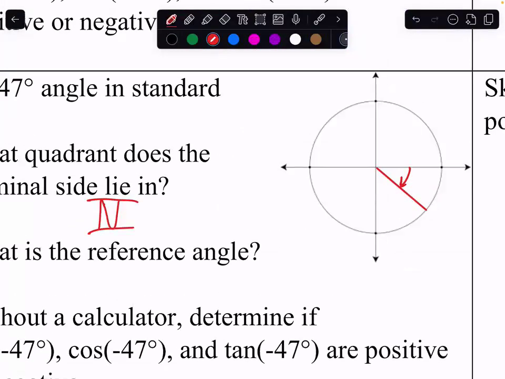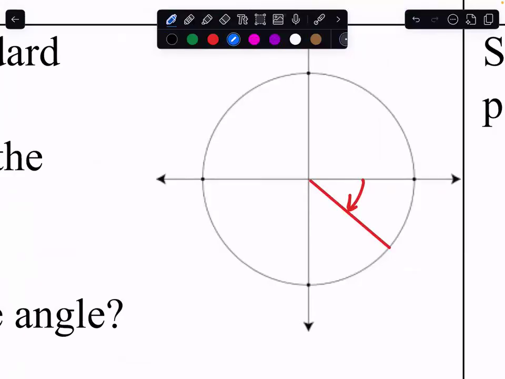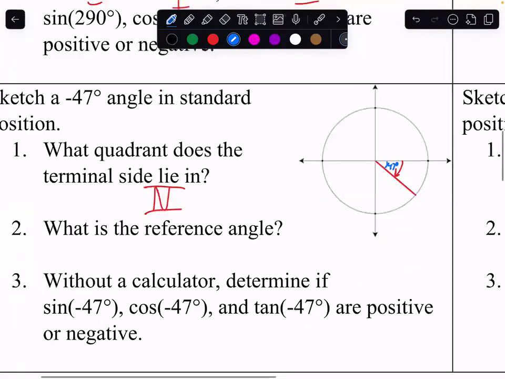The reference angle. So the reference angle, again, your two options, continue that way or double back. Here, it's much faster to double back. Okay, so that's also going to be 47 degrees. Reference angles can never be negative. So just please be aware of that.